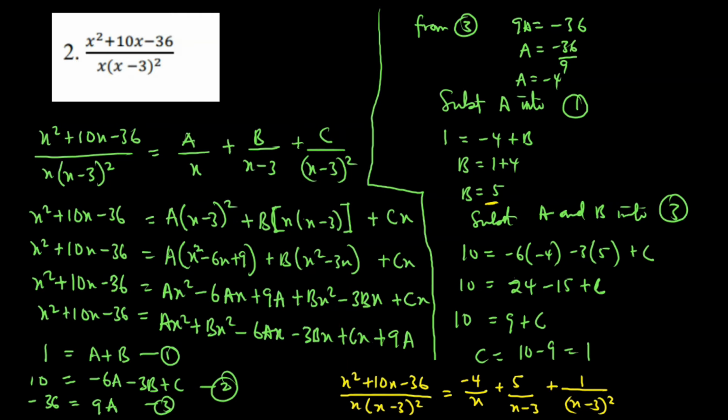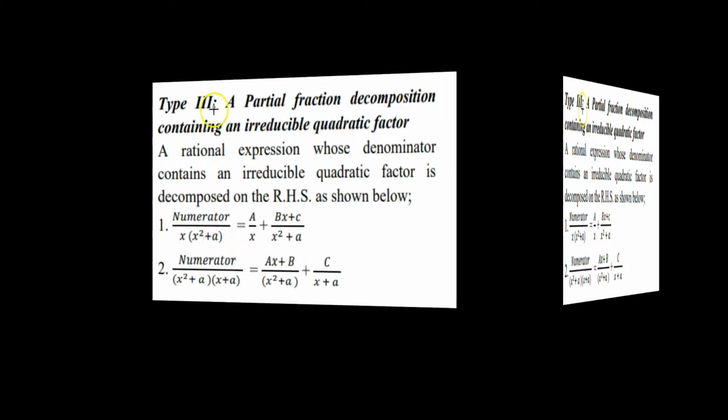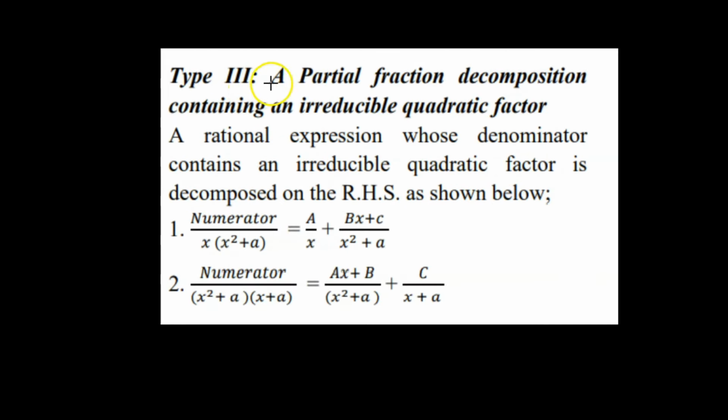So going further, we go to the third type, whereby you have a partial fraction decomposition containing an irreducible quadratic factor. An irreducible quadratic factor means having a quadratic factor that you cannot reduce into two linear factors.